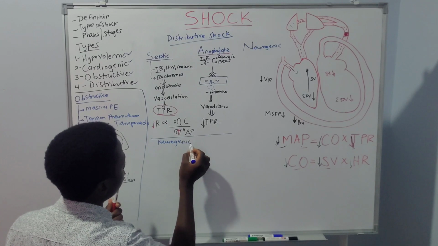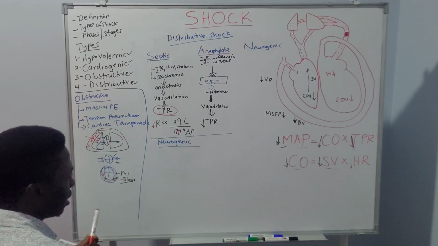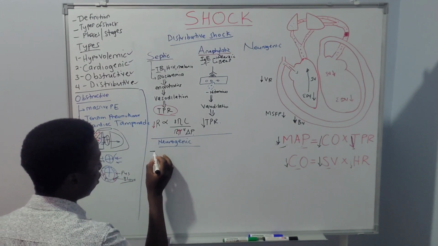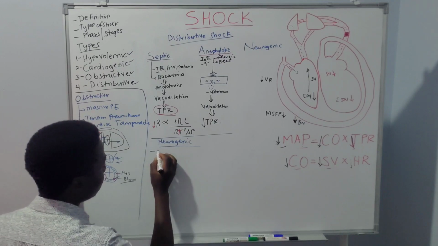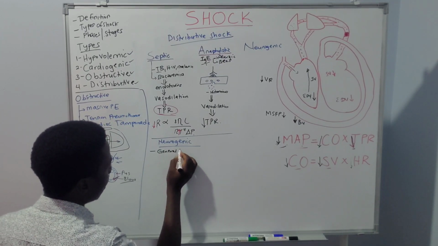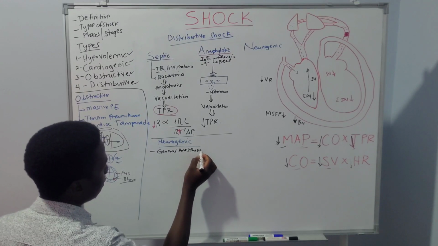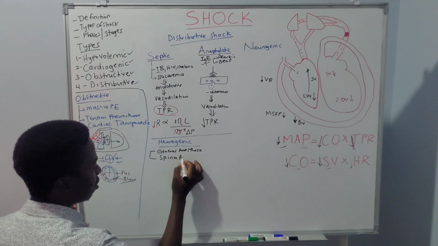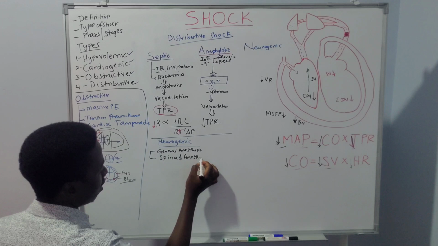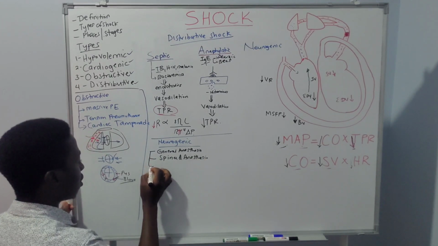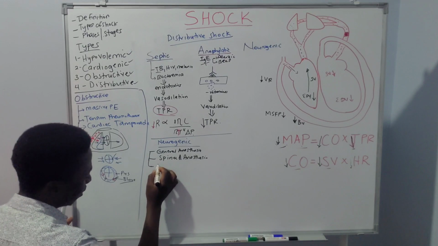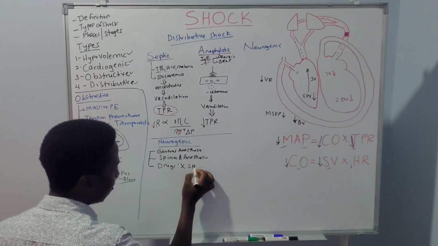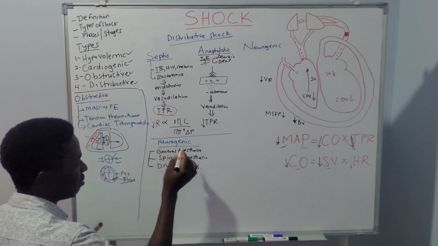Neurogenic shock. Usually there are different things that bring this about. You could have a patient undergoing surgery who is subjected to general anesthesia; they are at risk. Then you could have those undergoing cesarean sections who are subjected to spinal anesthesia; they are also at risk. You could also have those on different drugs that block the sympathetic nervous system. This can also predispose you to neurogenic shock.